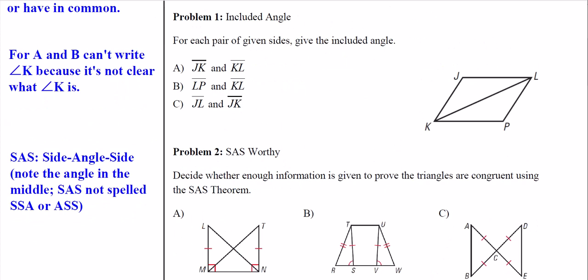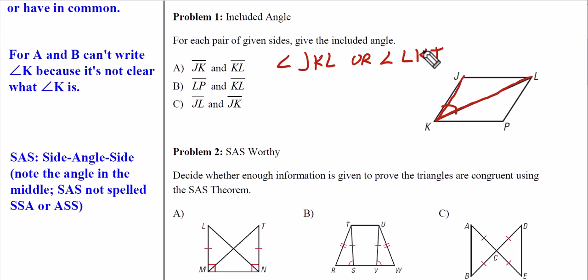So let's spend some time identifying included angles. So for part A, here's JK, and here's KL. And where do those two meet? At what angle? Well, we can't say angle K, because angle K could also be this big one, or it could be the small one right here. So to appropriately label this, we could either call it angle JKL, or if you want, label it angle LKJ.